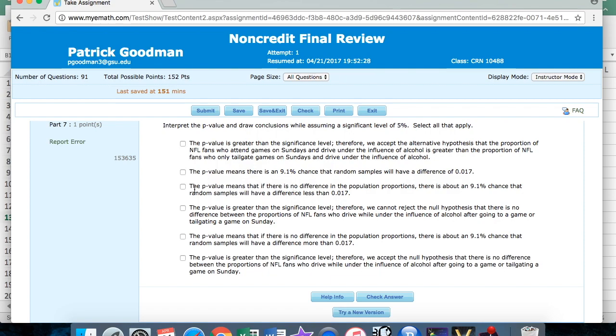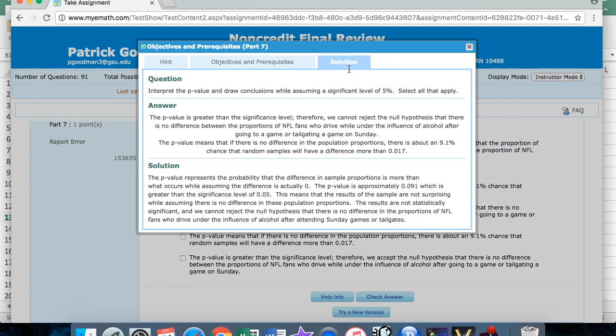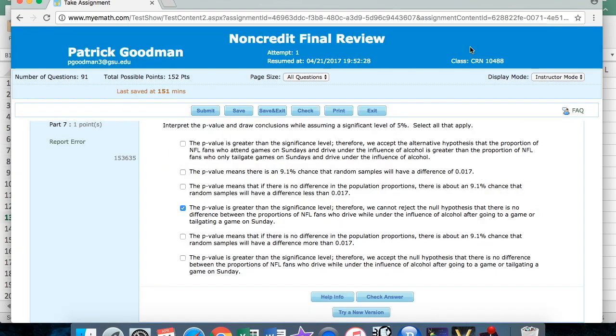P-value means that if there's no difference in the population proportions, the p-value is greater than the significance level. Therefore, we cannot reject the null hypothesis that there is no difference. Okay, so they're just stating the null hypothesis: we cannot reject the null hypothesis that there is no difference between proportions who drive under the influence of alcohol and go to the game or not. All right, I think that should be the only answer. Oh, that's what it says. Okay, that's right.